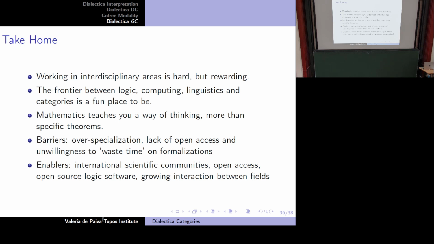So we have international scientific communities, open access, open source software. And I hope growing interaction between fields, which is what we're trying to do here and now, right?